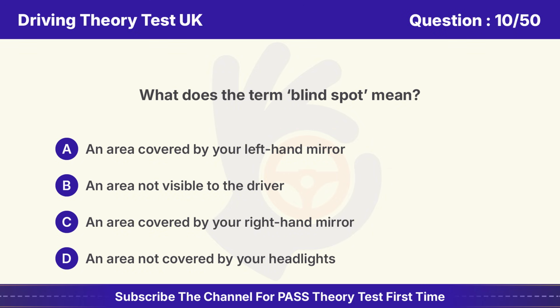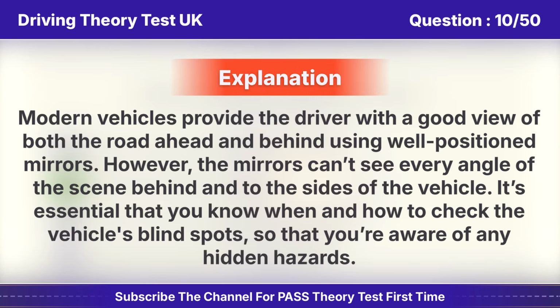Question 10. What does the term blind spot mean? Answer is B. An area not visible to the driver. Modern vehicles provide the driver with a good view of both the road ahead and behind using well-positioned mirrors. However, the mirrors can't see every angle of the scene behind and to the sides of the vehicle. It's essential that you know when and how to check the vehicle's blind spots, so that you're aware of any hidden hazards.